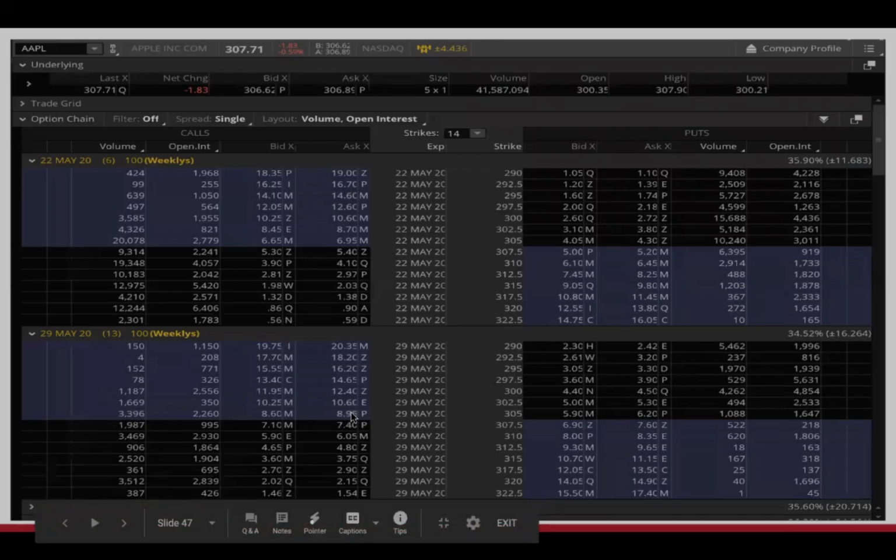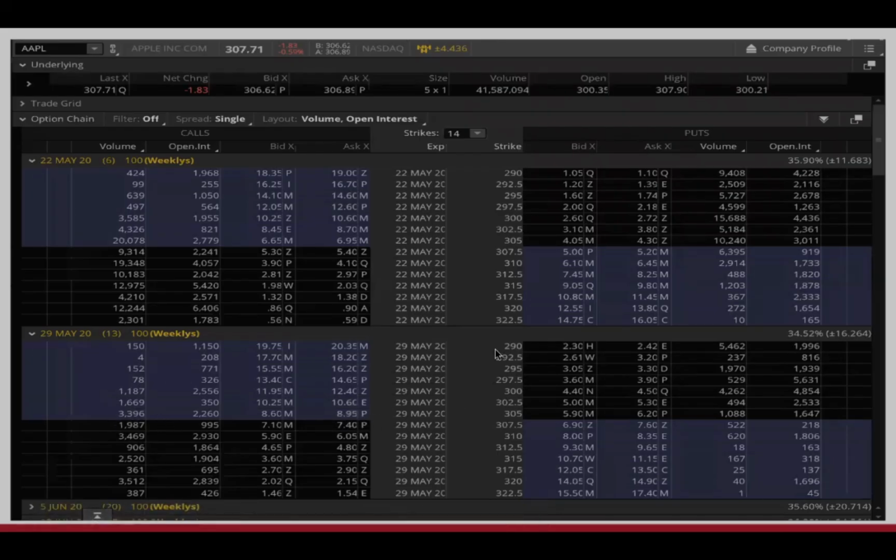Even if I was buying puts, which one has the most volume? That one. Well, if I was shorting the market, that's the strike I'm going to go with, the 300 strike. It has the most bets. I want to go with the most volume.